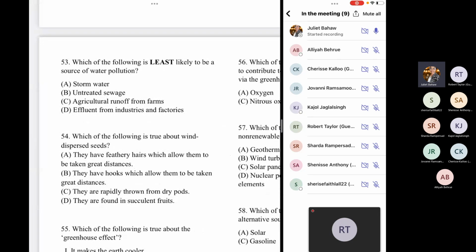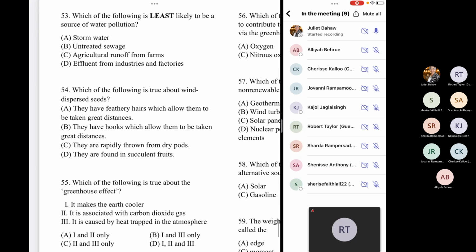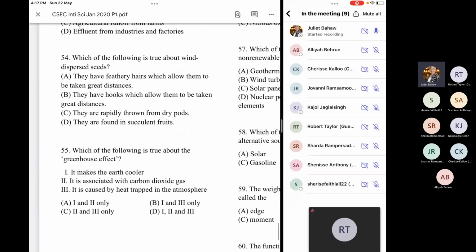53. Which of the following is least likely to be a source of water pollution? So they say least likely here. So stormwater, untreated sewage, agricultural runoff from farms, effluent from industries. This now, least likely, it'll have to be A, stormwater. 54. Which of the following is true about wind dispersed seeds? They have feathery hairs which allow them to be taken great distances. A.